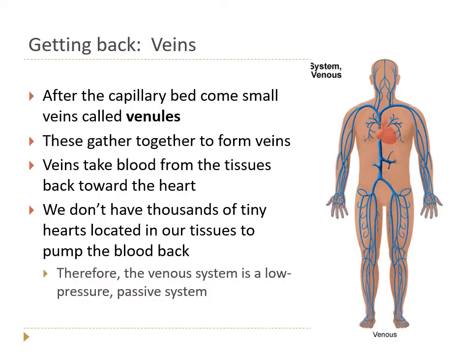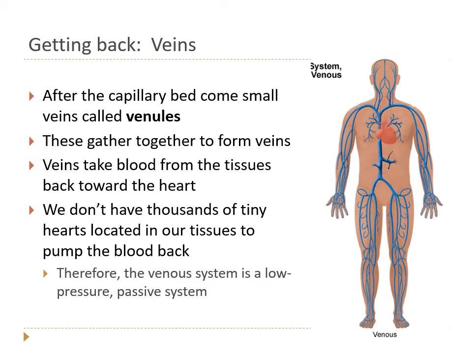So from the capillary bed, we're going to enter those smallest veins called venules. They're going to combine together to form veins, and then the veins are what take the blood from the tissues back toward the heart. Now, when we think about how that's actually getting there, right? We don't have little tiny hearts at the ends of each of our fingertips. We don't have little tiny hearts at the ends of our toes to push the blood back, right? So we don't have these little pumps pumping the venous blood back toward the heart. And so this is overall a really low pressure and passive system.